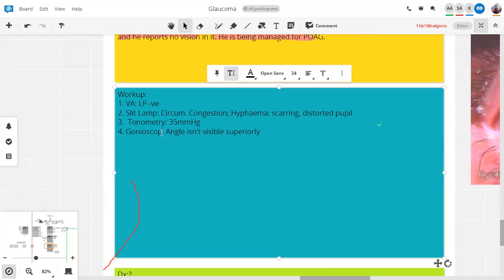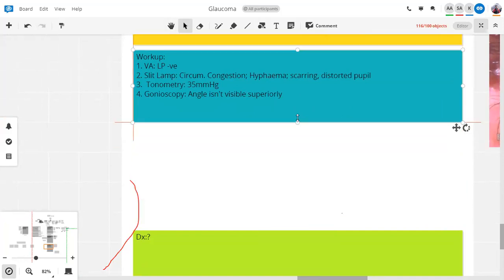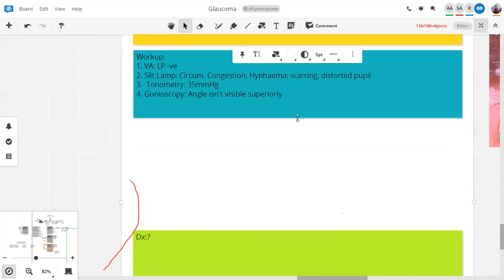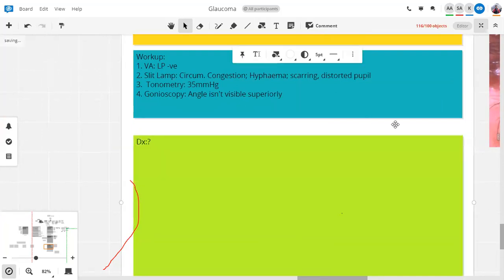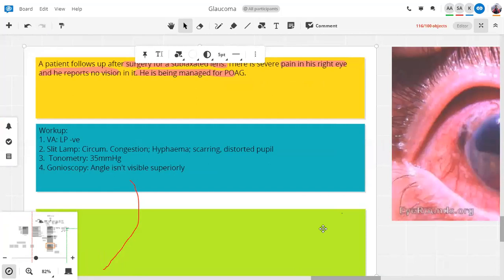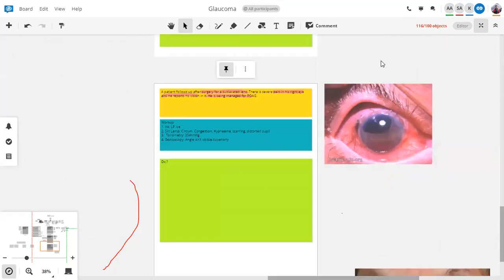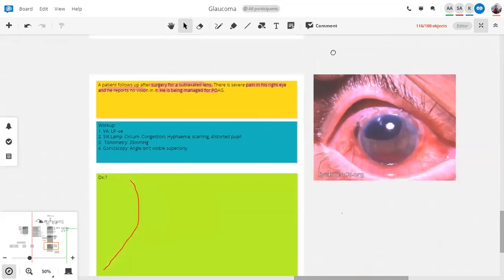So I'll let you in on what the diagnosis is. Our diagnosis is absolute glaucoma. Now you know the history, you've read a bit of the history, and I have told you the diagnosis. You'll tell me why this has happened. Why has this happened in this patient? Try to make sense of what is happening over here.